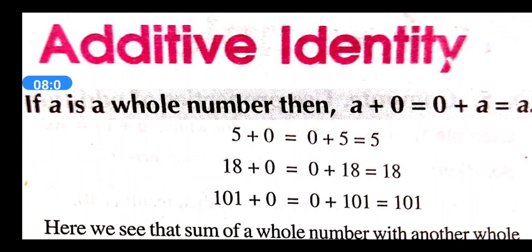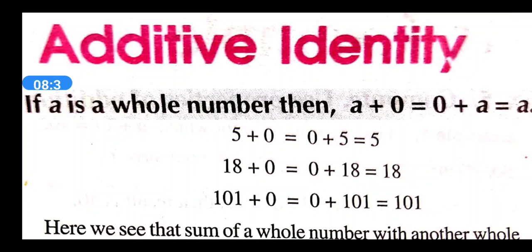Next comes the additive identity. It states that if A is a whole number, then A plus 0 or 0 plus A will be equal to A. Let us check it out with the help of an example. Say 0 added to 5 or 5 added to 0 will be equal to 5.